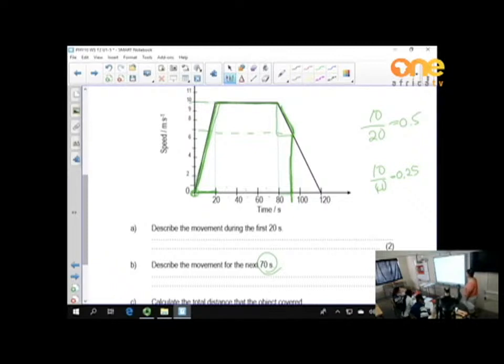For the next 60 seconds, it's constant velocity, and then for 10 seconds, it's going to decelerate constantly at a rate of 0.25 meters per second squared. Although it's only 2 marks, so I think if you said constant velocity and then constant deceleration, it would be acceptable. It's 2 marks, no?